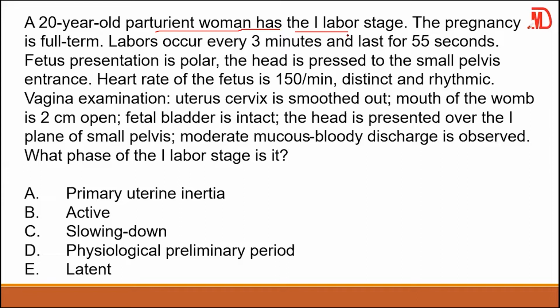Both the active and the latent phase in stage 1 are basically talking about what? Effacement and dilatation of the cervix up to at least 10 centimeters. Then we have stage 2, whereby there's expulsion of the fetus. Then stage 3, we have the expulsion of the placenta. Then in stage 4, we have the recovery stage.